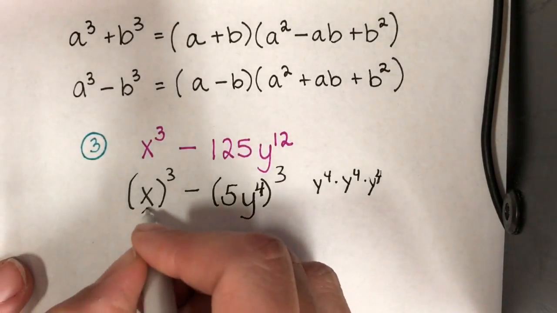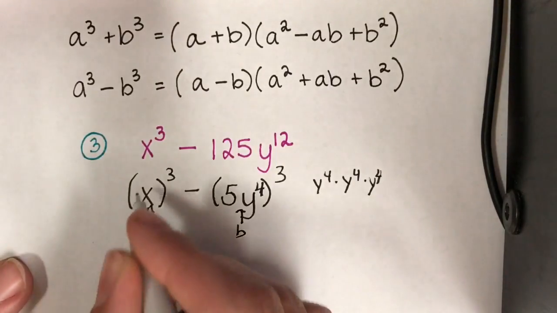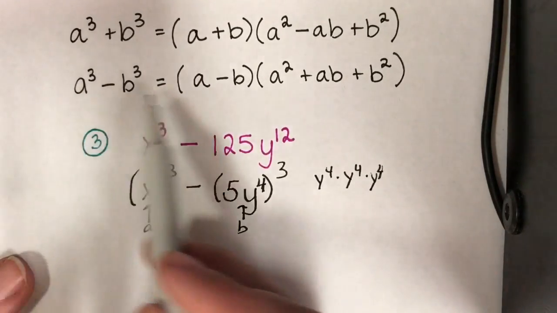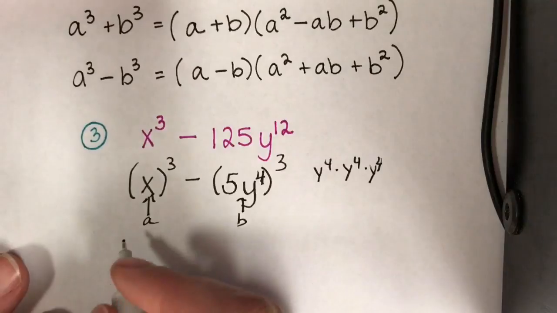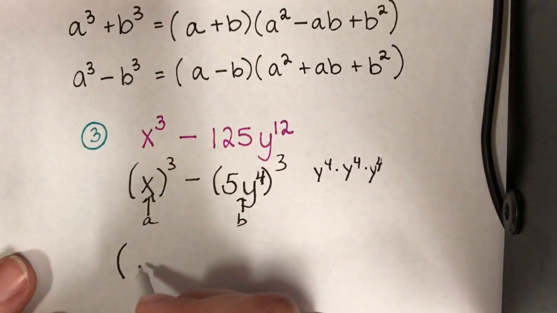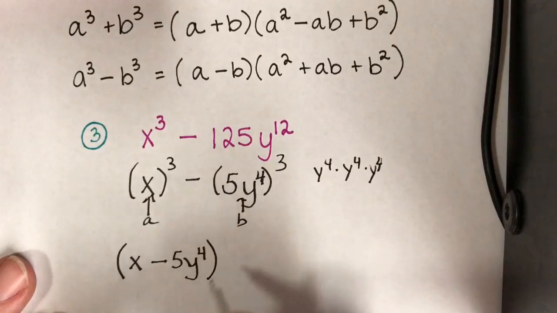Now we've got our A, and we've also got our B. So A is x and B is 5y to the 4. It's a difference, so I'm looking at the bottom one. That would be A minus B. A was x, minus B is 5y to the 4.